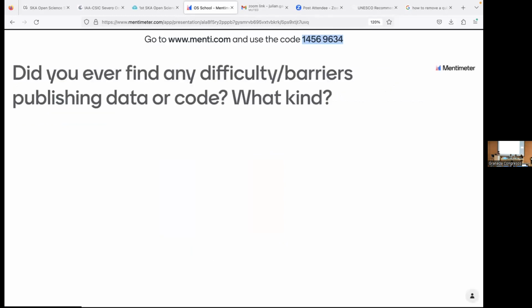So, this is connected to what you were saying before. Did you ever find any difficulty or barriers to publishing the data or code? And in that case, what kind? Because now you can type if you want, and get some answers. But in the meantime, Ruben, maybe you can comment on this. Does this happen to you?